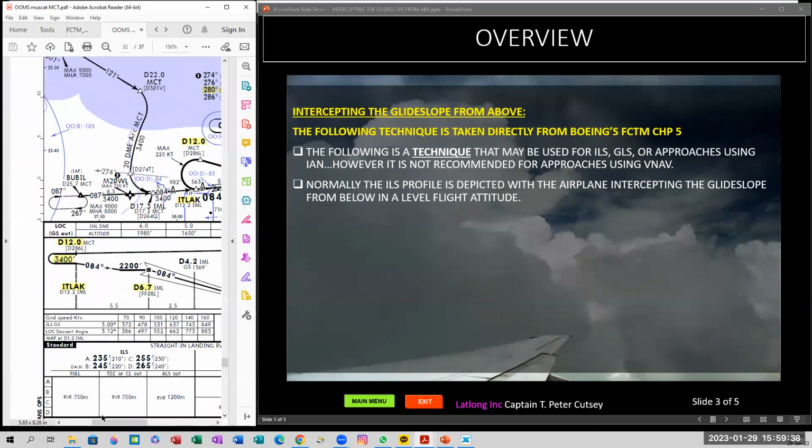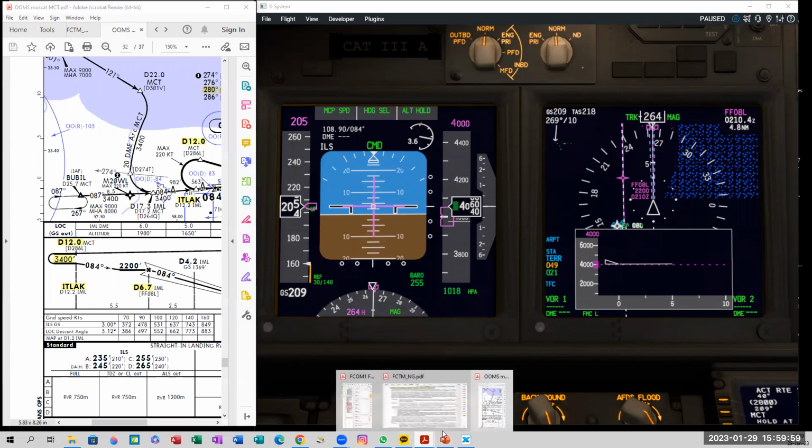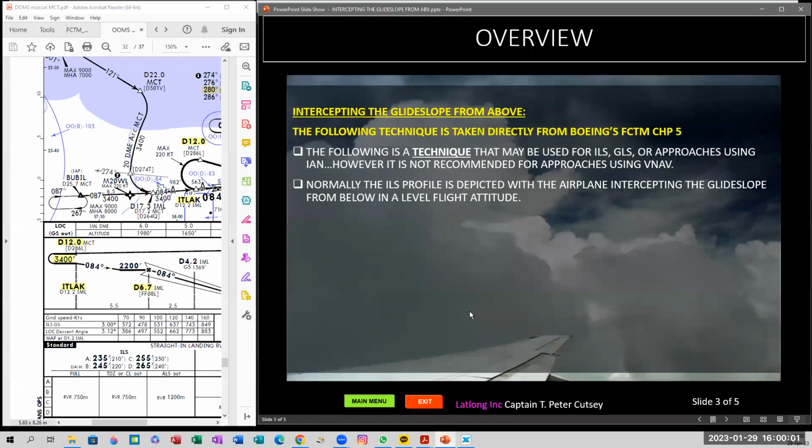Let's have a look at the chart here. So ideally here for this approach in Muscat, 2,200 feet level flight before intercepting the glide slope. Now, if you notice, we are at 4,000 feet and we're downwind, and we will be turning to base soon. So let's go back and have a look at the PowerPoint.